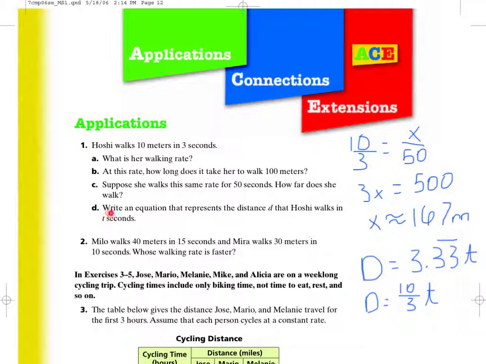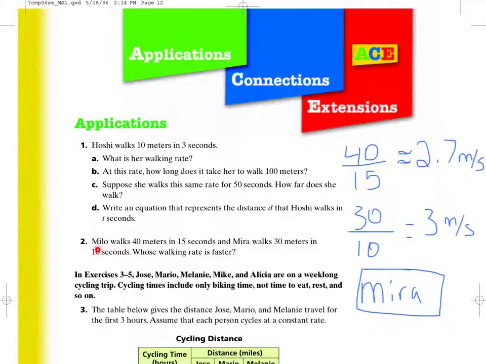Okay, so for D, write an equation that represents the distance D that Hoshi walks in t seconds. And so we did this yesterday. So your distance is going to equal the walking rate in meters per second times t. And I would accept either one of these. So I would accept 3.33 repeating t, or 10 over 3t. Either one works for me.